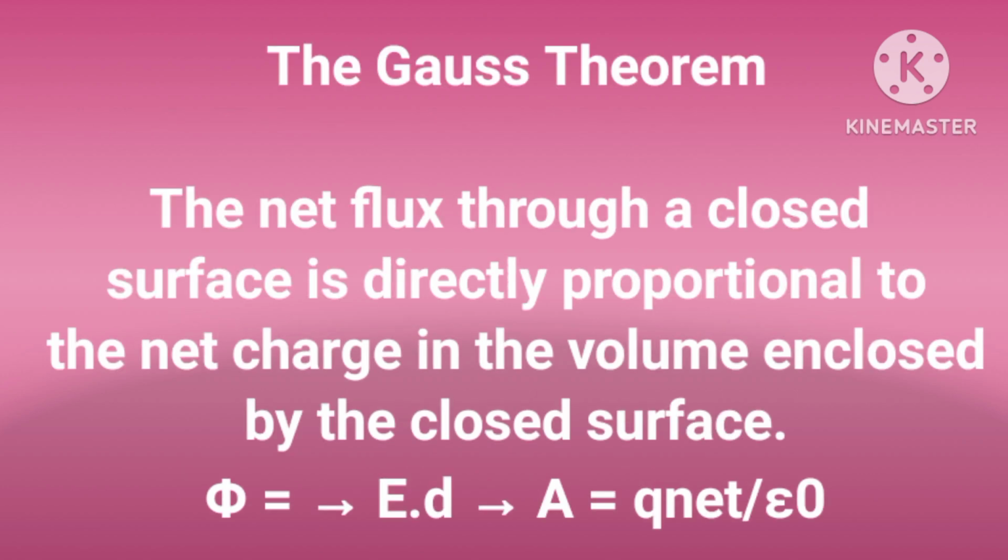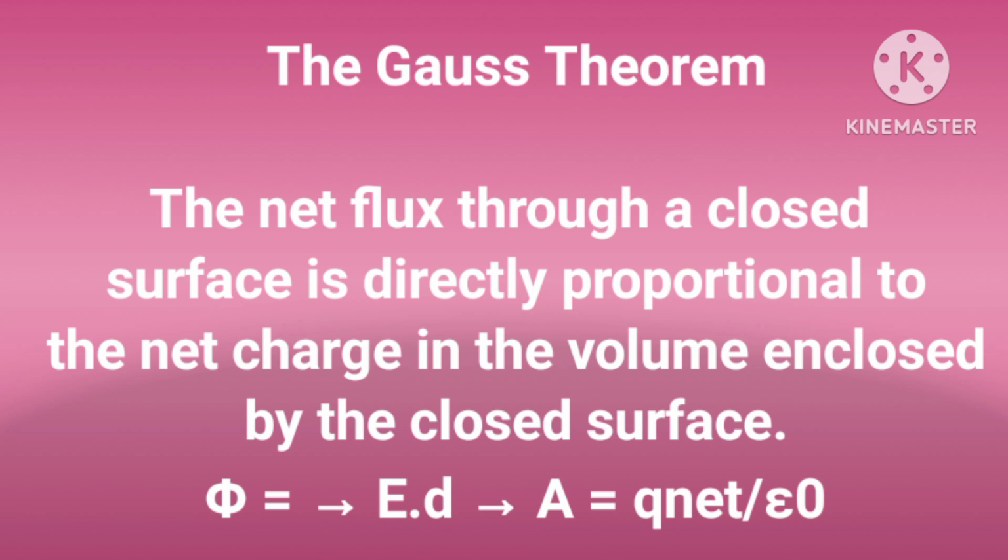Now we will see what is the Gauss theorem. The net flux through a closed surface is directly proportional to the net charge in a volume enclosed by the closed surface. That is phi is equal to q net divided by epsilon naught.